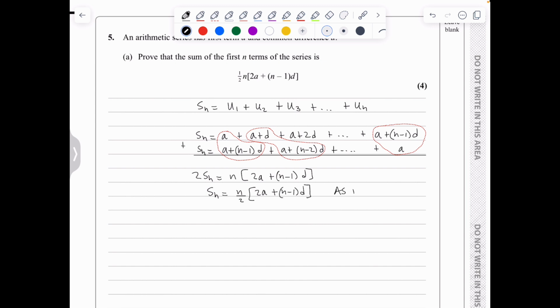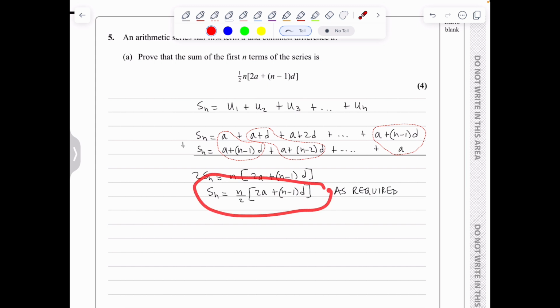Now for this proof to be valid, you need to show the first term, the last term, and at least one intermediate term being added up to justify the conclusion, the final result here.